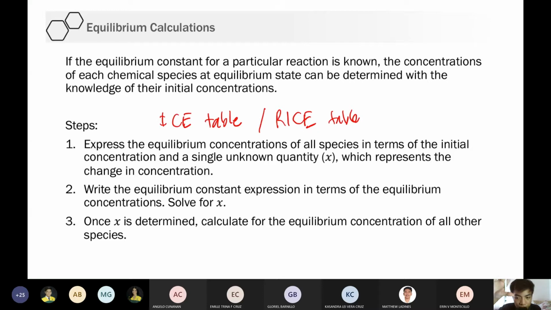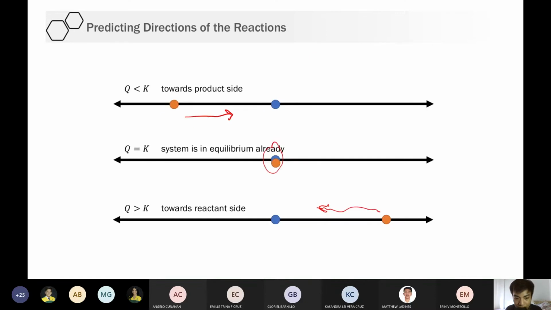You write the equation on top, then at the side you put I, C, and E. Later I will show how. Next, in your given problem, find the initial concentrations. Then the C, how do you fill that out? The change could either be positive or negative. The product can increase or decrease, depending on the direction of the reaction. So for you to answer C, it is important that you know the direction of the reaction, to the left or to the right.